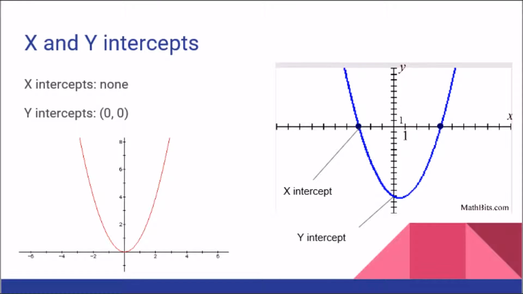Now, getting into depth about the intercepts and what kind of symmetry the quadratic function has, the first thing I will be talking about are the x and y intercepts. X-intercepts are points on a line that touch the x-axis. In the example, there are no x-intercepts. Y-intercepts are points on a line that touch the y-axis. In this case, there are y-intercepts. The intercept is at coordinates 0, 0.